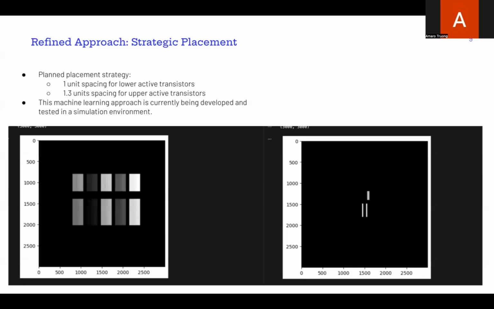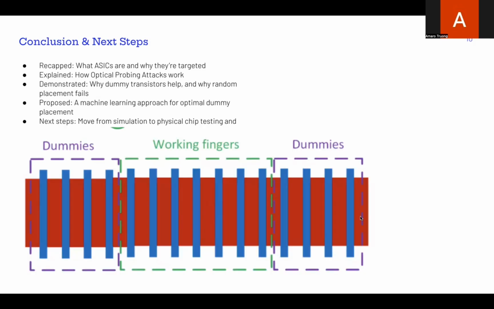Once we have this, we'd love to pass it on to anyone in the community or industry who is interested. To wrap everything up, we explained the importance of ASICs and how they're increasingly being targeted by these optical component attacks. We looked at the limitations of random dummy transistor placement and proposed a smarter defense, hopefully using machine learning models. Our planned approach is to use RCV in combination with a random forest regressor model to determine where it's best to place these dummy transistors for maximum protection.